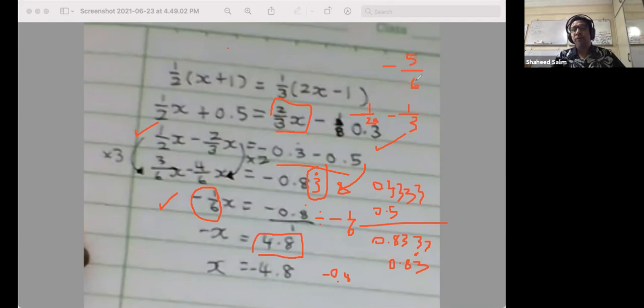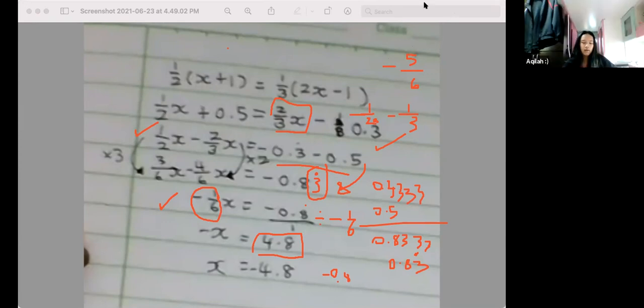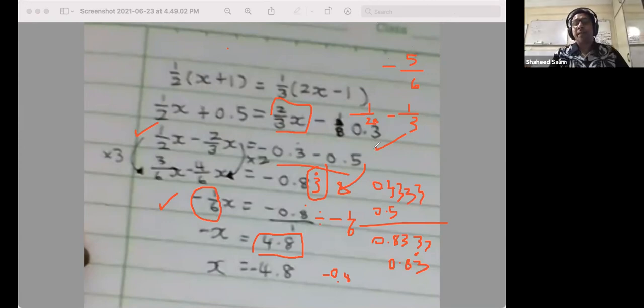Can you just try 5 divided by 6 on your calculator? What do you get? I think you'll get negative 0.83333333. Am I correct? Yeah. So you got to be careful with that. Sometimes it's better to do it in fractions because you don't lose the value. Okay.